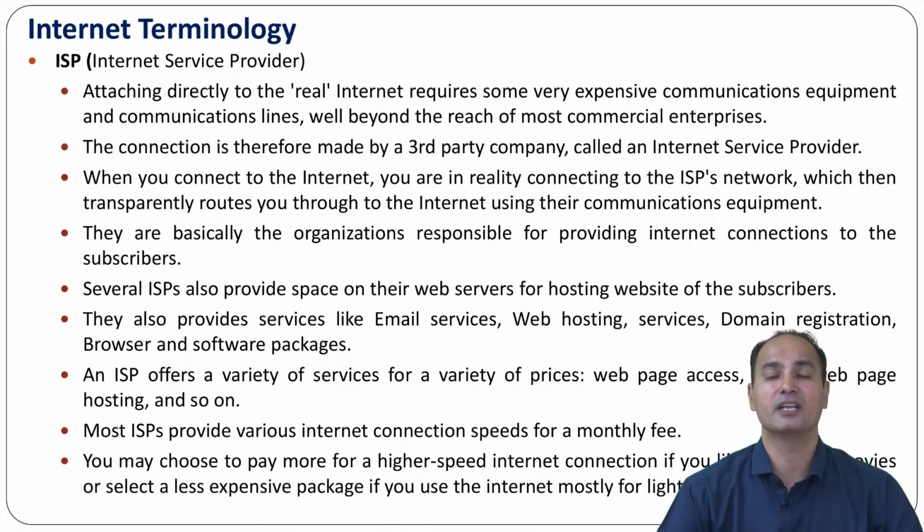Several ISPs provide space on their web servers for hosting websites of the subscribers. They also provide services like email services, web hosting services, domain registration, browser and software packages. An ISP offers a variety of services for a variety of prices: web page access, email, web page hosting, and so on. Most ISPs provide various internet connection speeds for a monthly pay. You may choose to pay more for a higher speed internet connection if you like to stream videos, or select a less expensive package if you use the internet mostly for light browsing and email.